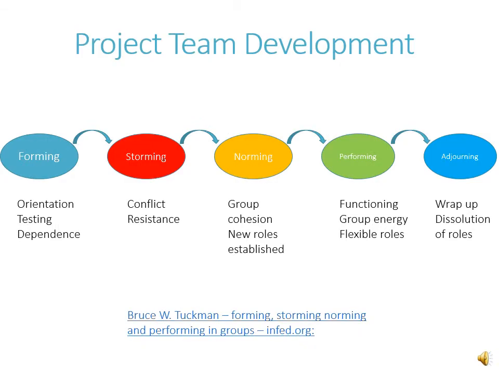Project team development follows a sequence like group development. We have first stage, which starts with forming, storming, norming, performing and adjourning. These are the 5 main stages in development of a team for a specific project.